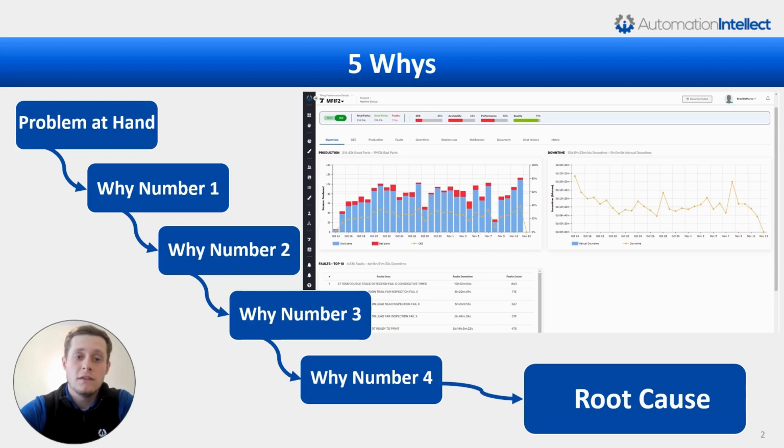So note, in this example, it did not take 5 whys to get to the root cause. This is typically just a generality, and it may take more or fewer whys to get to the end root cause.